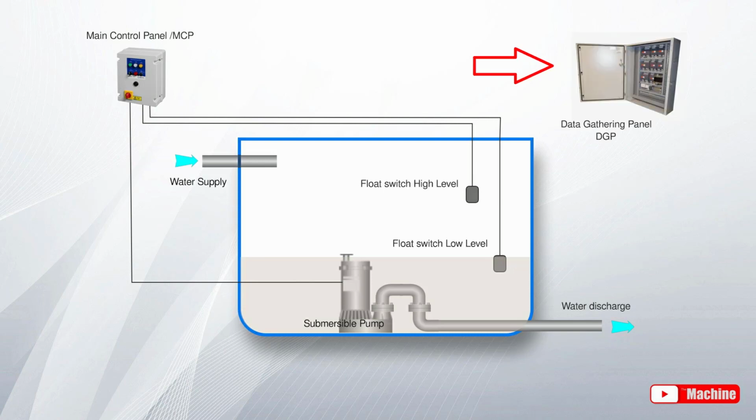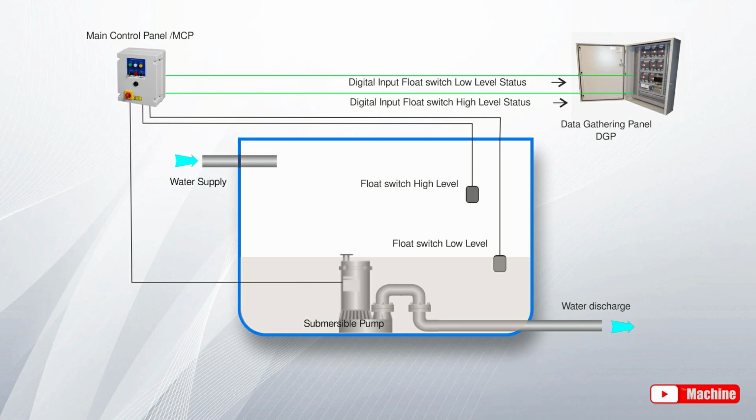So we've just added a data gathering panel. From the system main control panel, we will get contact points and connect them to the DGP. Contact points should be voltage free, also known as dry contacts. Now we will take the low and high level dry contacts from the MCP, and they will be our low and high level status. The fact that it switches between 1 and 0 means that this will be a digital input.